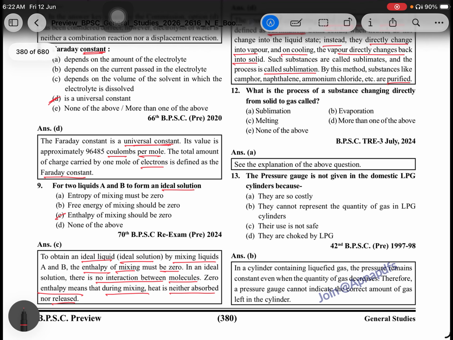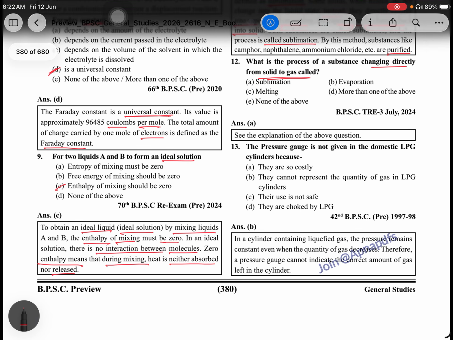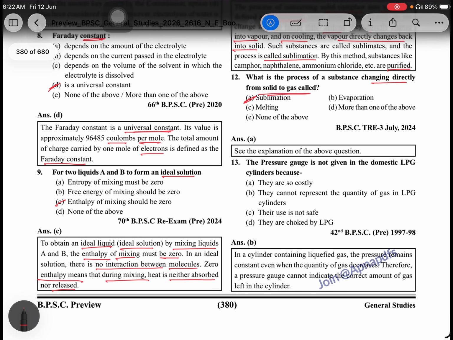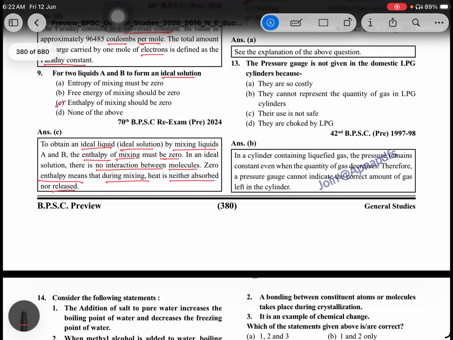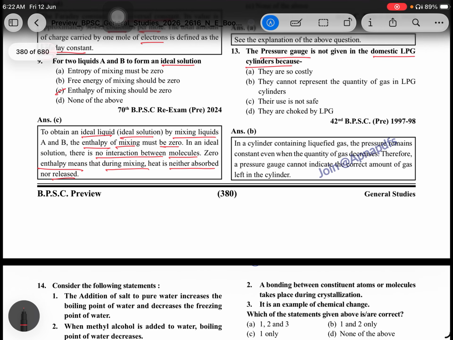Which process, in which a substance changes directly from solid to gas, is called? The correct answer will be A, sublimation. The pressure is not given in the domestic LPG cylinder because it cannot represent the quantity of gas in the LPG cylinder. B.